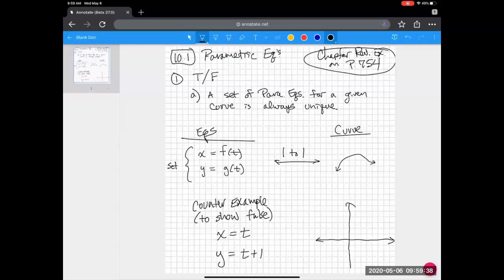With a little substitution, this is a set of parametric equations. It does produce a curve, so let's see what curve that would be. If I replaced t in the second equation with x, I would get that y is equal to x plus 1, which is a line of slope 1. So that would give me this line. I made a sketch that I can do here. So that would be the curve that I would get.